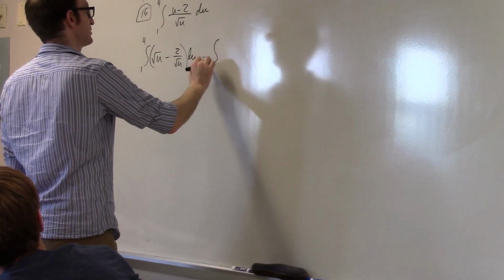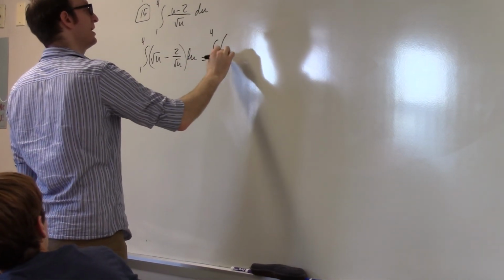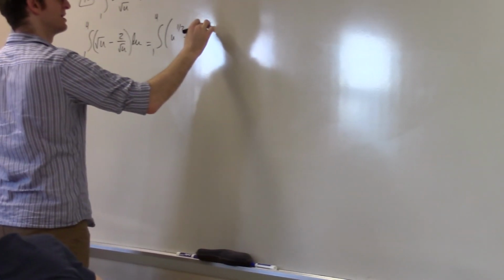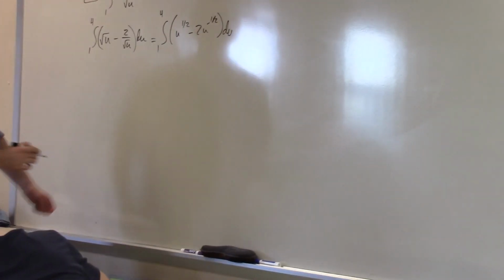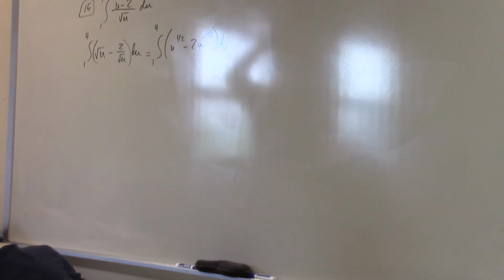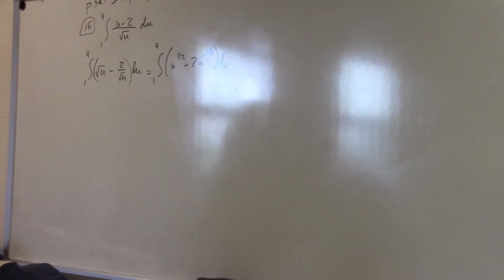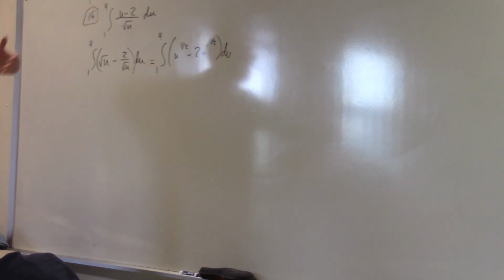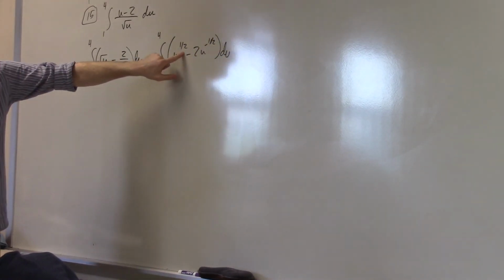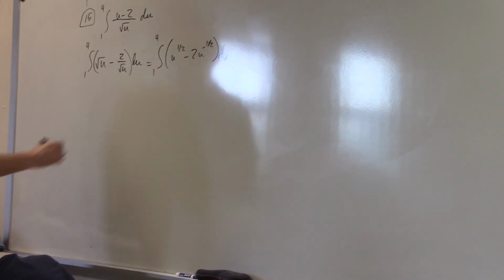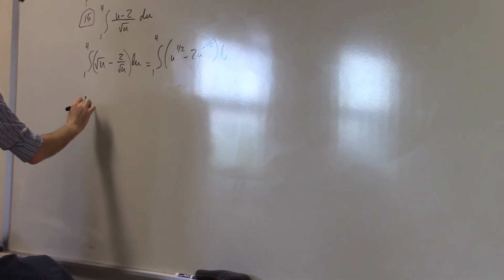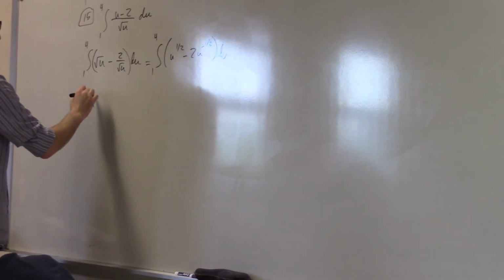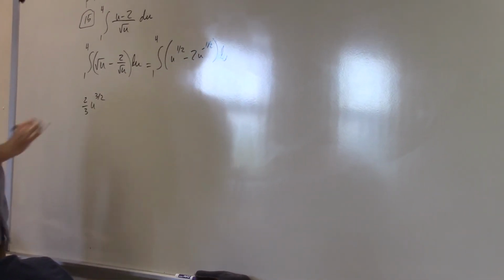So really this is the antiderivative from 1 to 4 of u to the 1/2 minus 2u to the -1/2. And notice how I'm being nice and neat and careful, writing my integrand in an anti-differentiation friendly form. Now we just do the anti-differentiation. When we integrate u to the 1/2, we get 2/3 u to the 3/2.